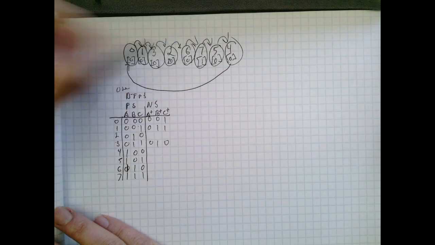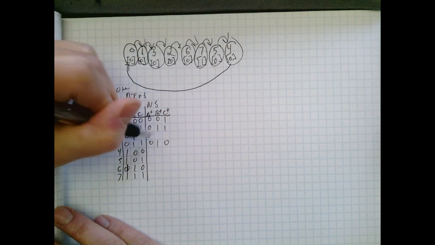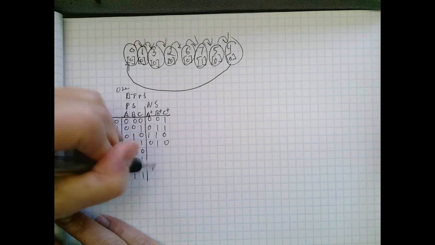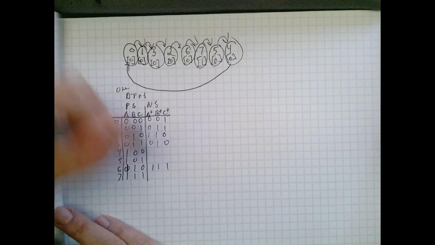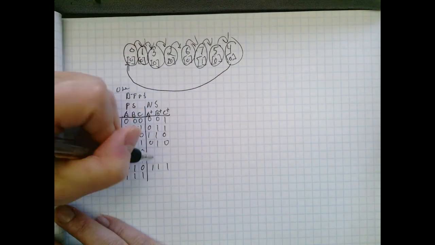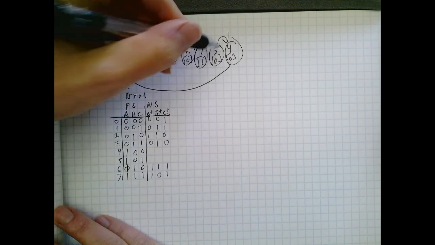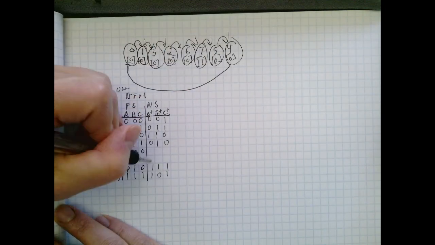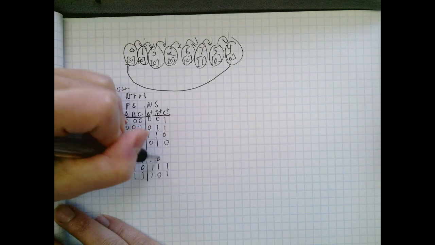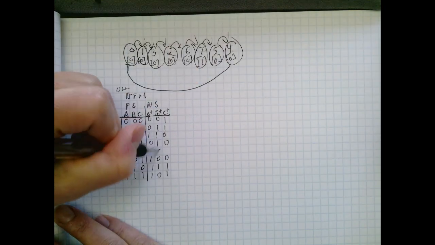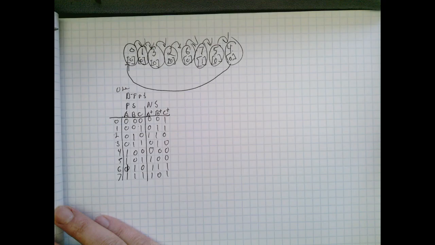After state 2 comes state 6. After state 6 comes state 7. After state 7 comes state 5. After state 5 comes state 4. And after state 4 we reset to 0. And that's what we know. Present state, next state table.